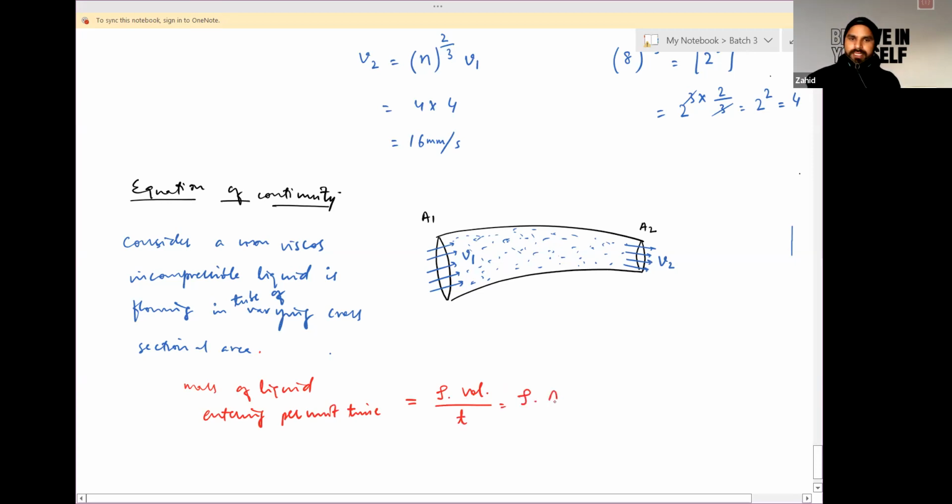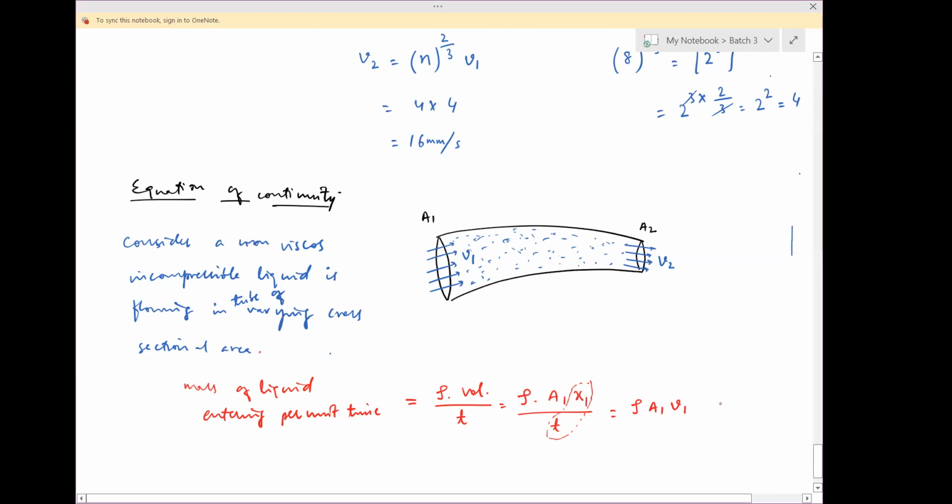Volume is area of cross section times length divided by time t. This length per unit time may also be written as velocity. So we can write it as rho A v1. Abhinav, is it clear? Yes, sir. So this is the mass of liquid entering at this first cross-sectional area per unit time.